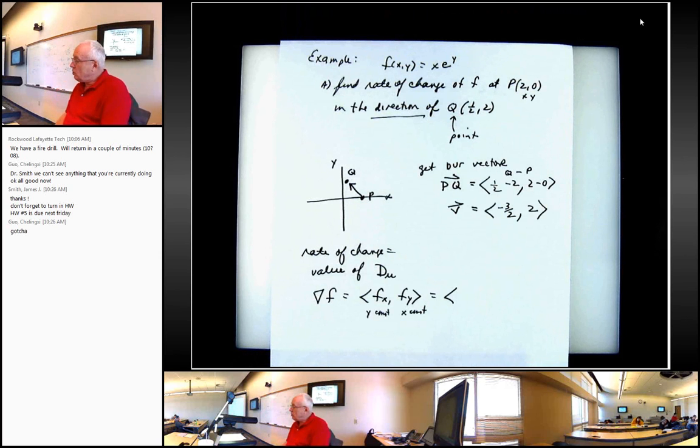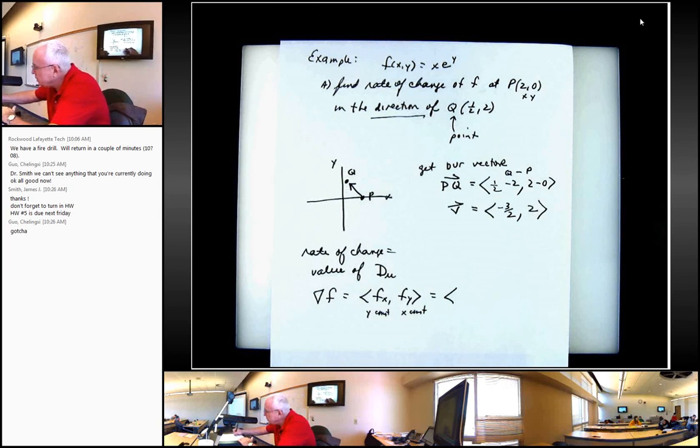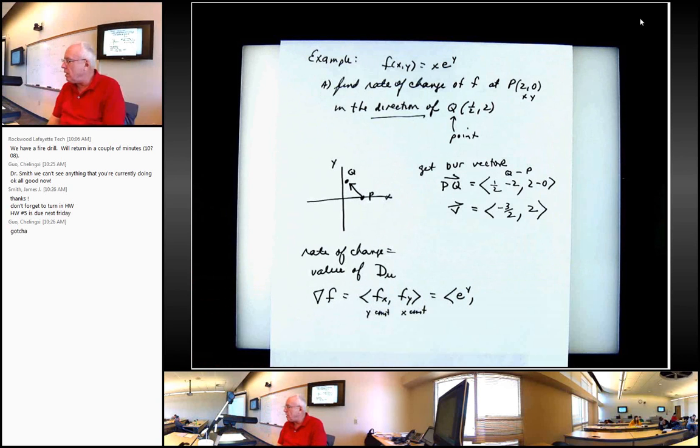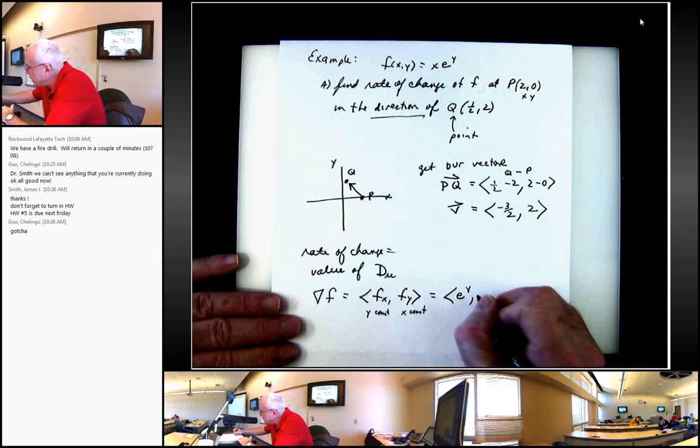So y is constant, and we're looking at x e to the y, and the derivative with respect to x is going to be e to the y. The x goes to a 1, and we just keep the e to the y. Then for fy, this time the x is a constant, so it sticks around, and we get x e to the y, because the derivative of e to the y with respect to y is e to the y. So that's x e to the y.